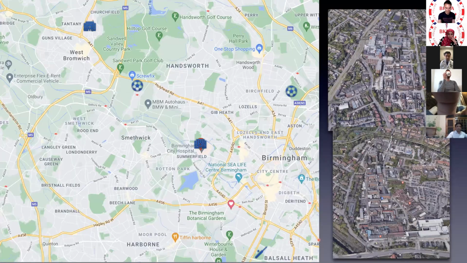So just to acclimatise you with where we are: Birmingham, middle of the UK, population of about 1 million people, with about another 1 million in the suburbs around it. This is Birmingham city centre here. That's City Hospital, which is one of our hospital sites. Sandwell is here, that's West Bromwich Albion football ground, that's Aston Villa football ground, but what most of you will know is that is Edgbaston Cricket Club. So that gives you a rough idea of where we are.